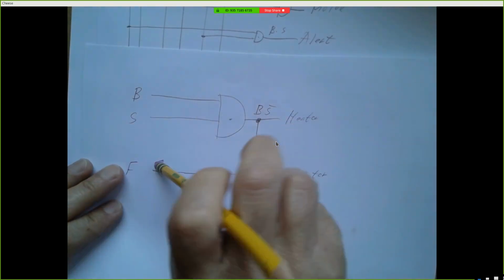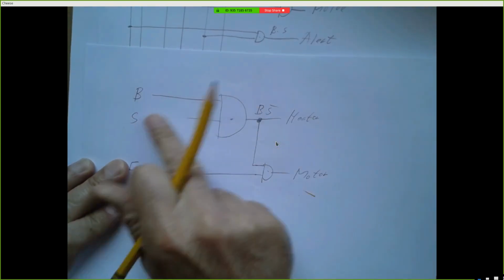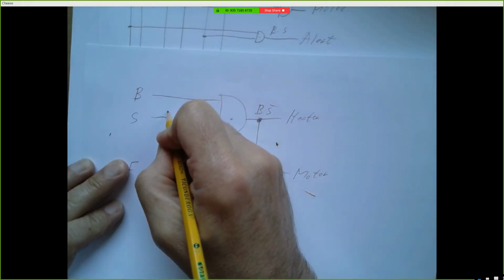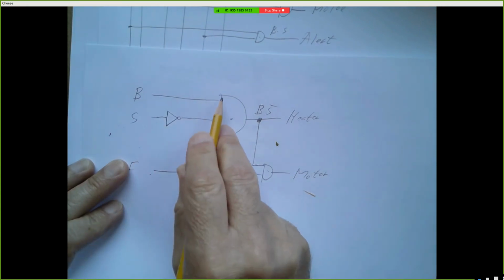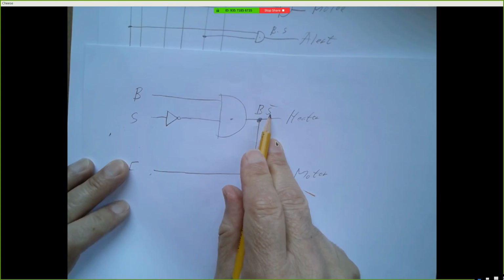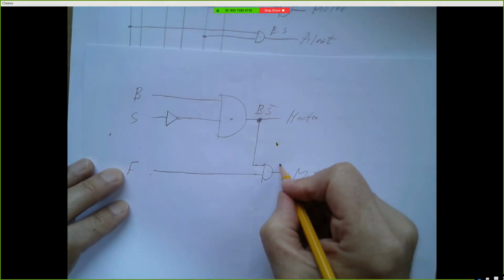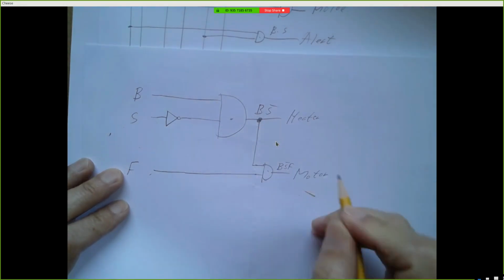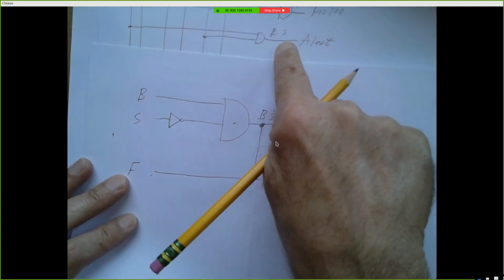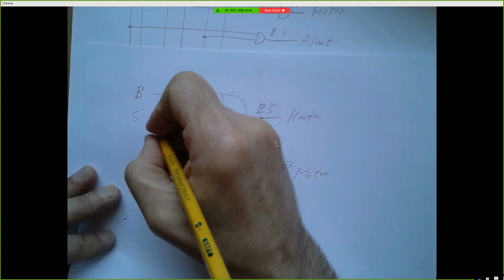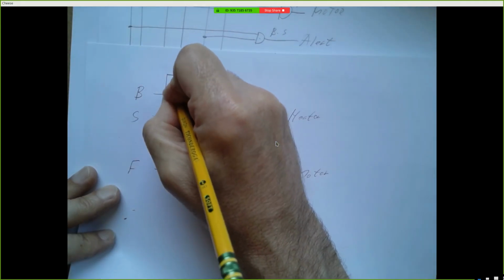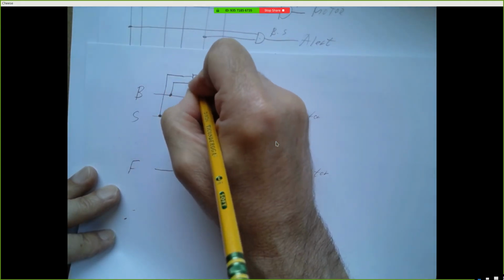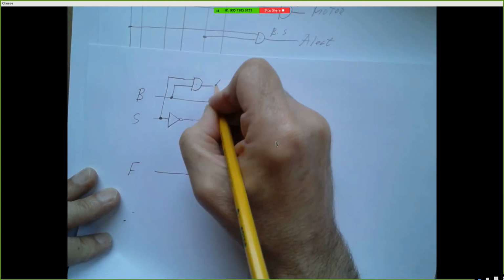I forgot to invert S. So take S and run it through an inverter. So now I have S bar ANDed with B, so that's B S bar. And then this is B S bar F. That's our motor. And then our alert is B ANDed with S. So let's take these and just AND those together. And there's our alert.